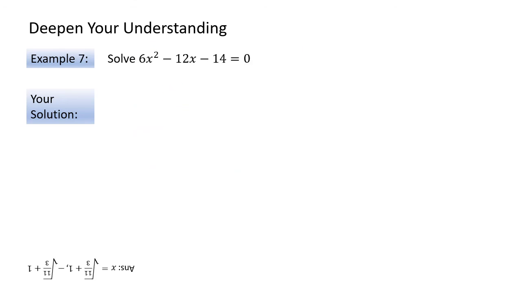So our last example is solve 6x squared minus 12x minus 14 equals 0. We're going to follow the exact same steps. Our first step is to move our constant to the other side of the equation. So negative 14 becomes positive 14 on the other side, and we're left with 6x squared minus 12x is equal to 14.